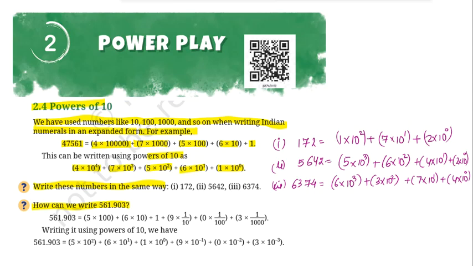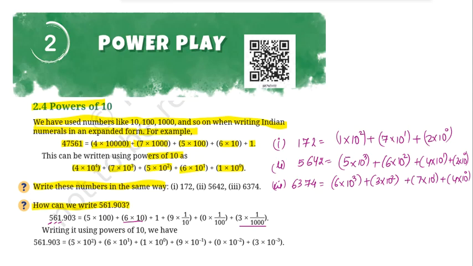5 into 100 for 5, then 6 is at the 10th place. So we are going to write it as 6 into 10, then plus 1, because 1 into 10 to the power of 0 will be, and 10 to the power of 0 is 1 only. Now this 9 is at the 10th place. So 9 into 1 over 10 plus 0 into 1 over 100 plus 3 into 1 over 1000.